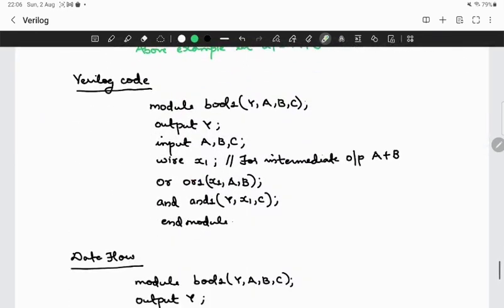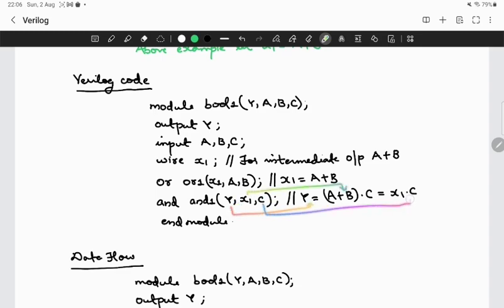So OR1, the output for that OR gate is a wire which is x1, and the inputs are A and B. So this will give the output as x1 equals A or B. Now our final output y equals A or B and C, which will be equal to x1 into C, x1 and C. So we'll instantiate an AND gate. The name of the AND gate, like I have shown in the circuit diagram, that is AND1. The output is Y. So x1, which corresponds to A or B, is ANDed by C.